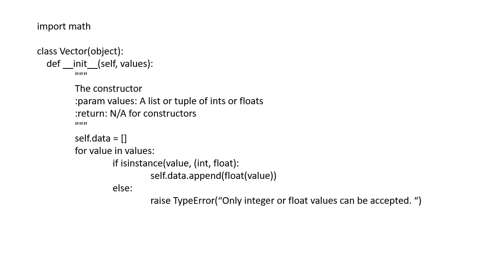If one of the values is not an int or a float, then we want to raise a type error. We don't want our vectors to have strings or other things included. And then the dimension of the vector will be the number of entries, the number of values that we're given. And so we can get that attribute by finding the length of the list self.data now that we have filled all the values in place.